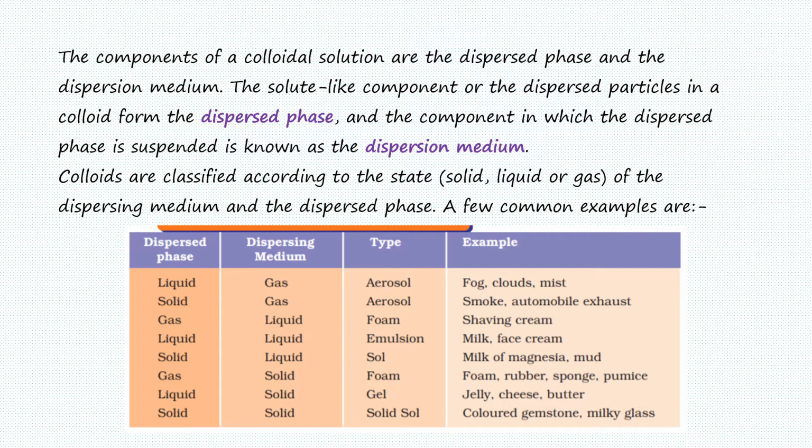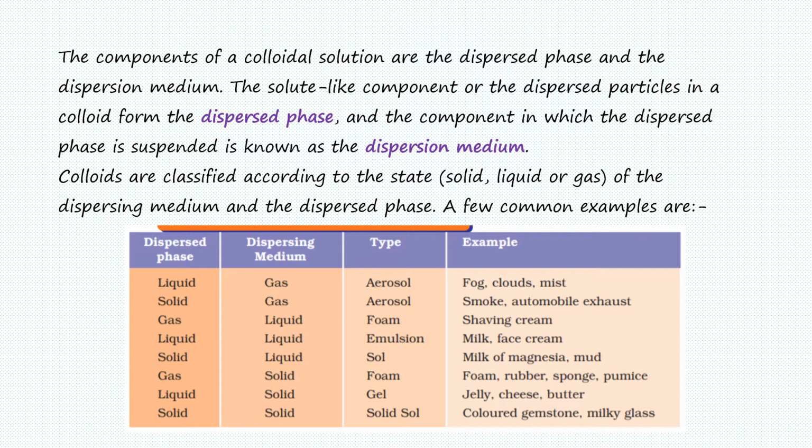Okay, you can see in the first point, liquid is dispersed in gas. When liquid is dispersed in gas, that is known as aerosol, and when solid is dispersed in gas, that is also known as aerosol. So it is very easy to remember. When the dispersion medium is gas, aerosol is produced. An example of liquid in gas is fog, clouds, and an example of solid in gas is smoke, automobile exhaust.